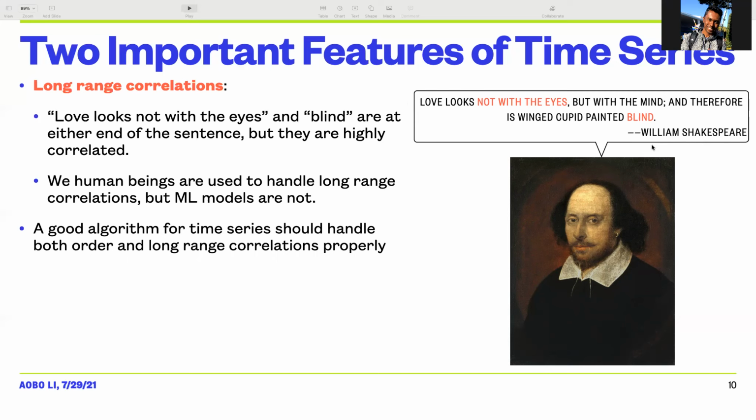We human beings are very well trained to handle long-range correlation. When we read this sentence, we know that the first phrase and the last word are correlated. But machine learning models are not; they are like infants that don't know anything. So a good machine learning algorithm for time series should handle these long-range correlations during the training process. Basically, a good algorithm for time series should handle both order and long-range correlation properly.